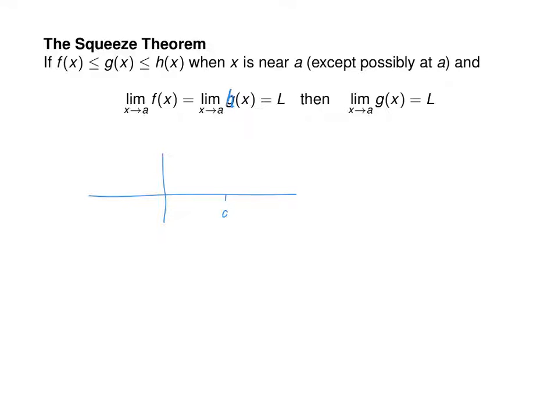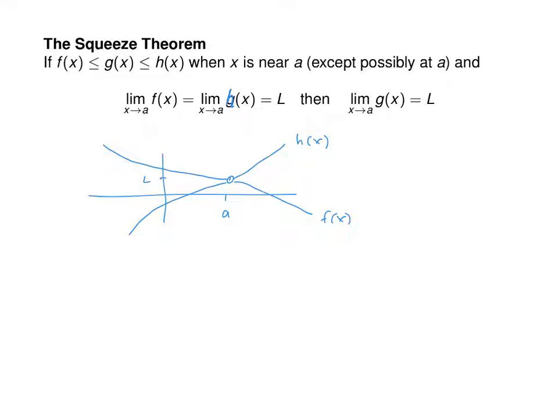So you have some point a. There's the function h of x. There's the function f of x. And as you approach a, they approach this number L. Is that okay?